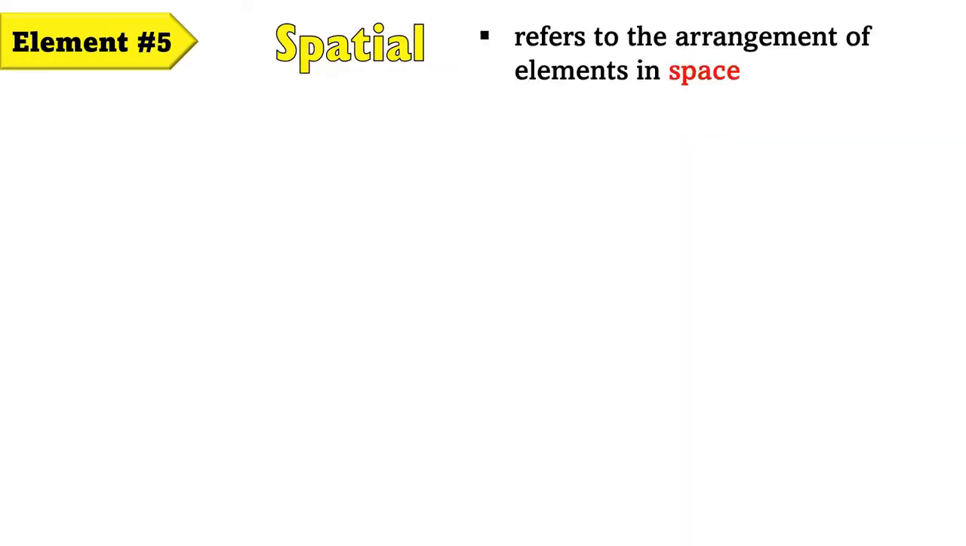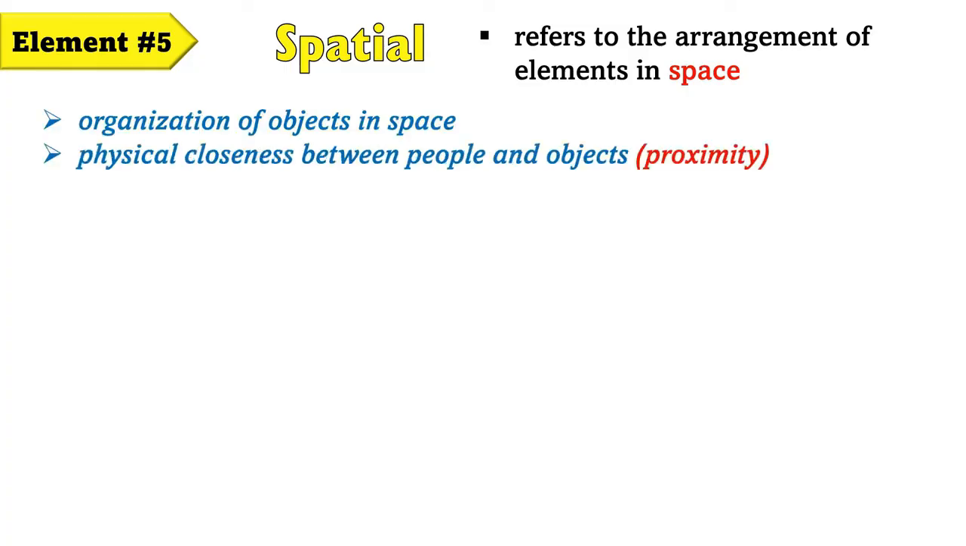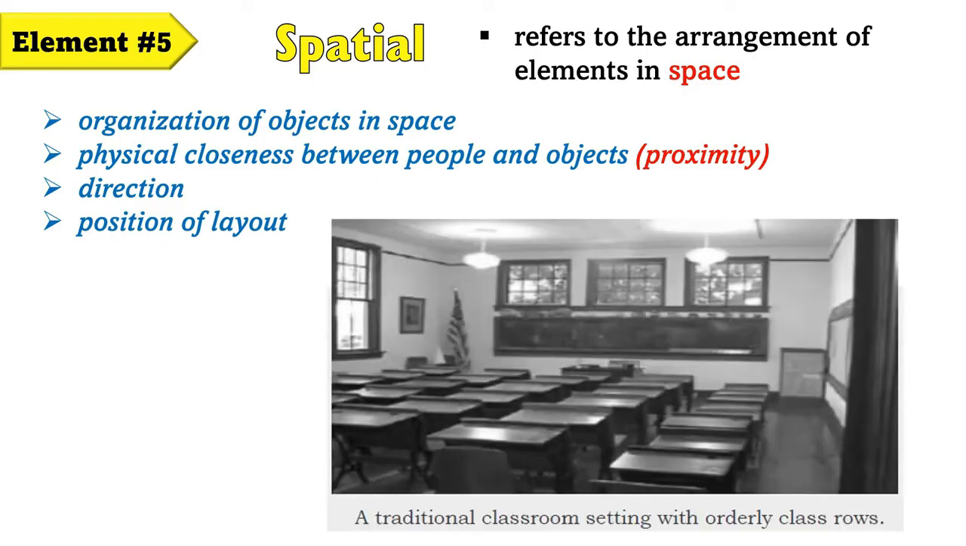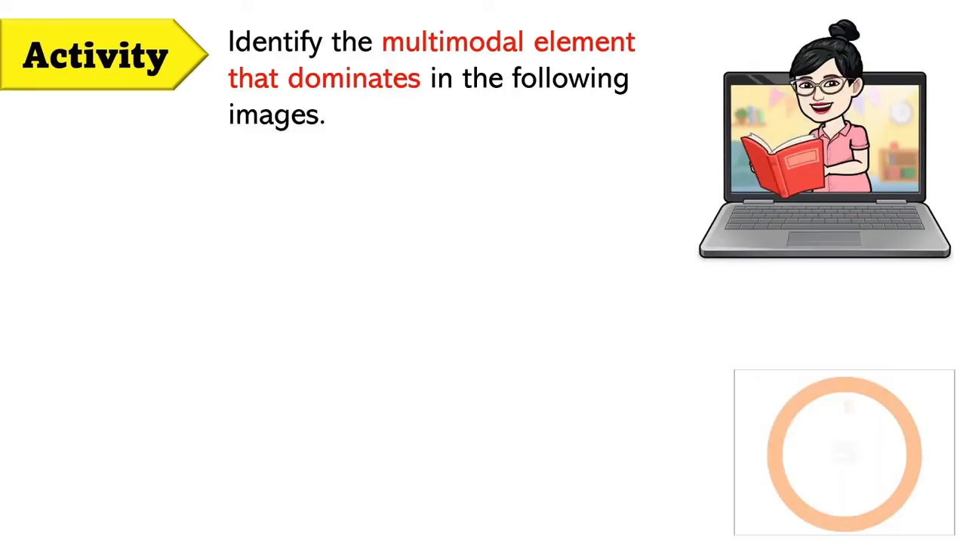And lastly, spatial. The spatial mode, as the name implies, refers to the arrangement of elements in space. It involves the organization of objects in space, the physical closeness between people and objects, direction, and position of layout. An example of this is the arrangement of desks in a traditional classroom setting like the one presented in this picture. I assume you already have a full grasp of our today's lesson.